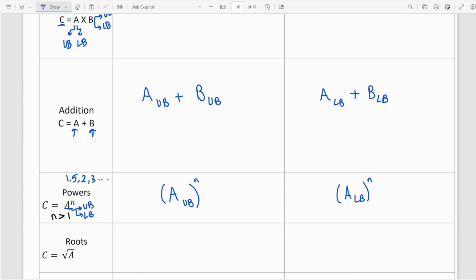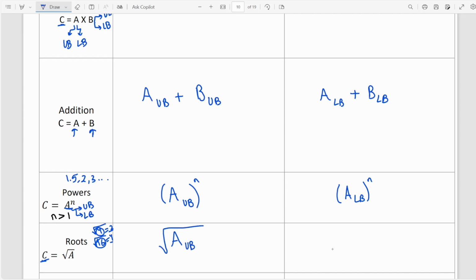Now, moving on to roots. Again, over here, let's say you took the root of 4 versus the root of 16. Root of 4 will give you 2, and the root of 16 will give you 4. So, as you can see, the bigger the number inside the root, the bigger your result will be. So, if you want to achieve the maximum possible value of C, then you would take the upper bound for A.